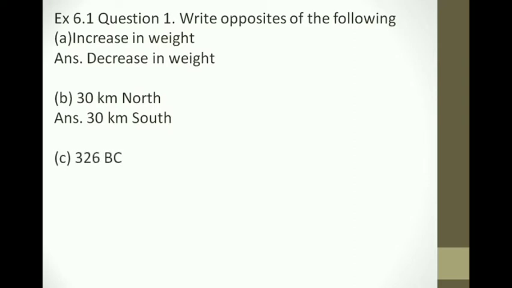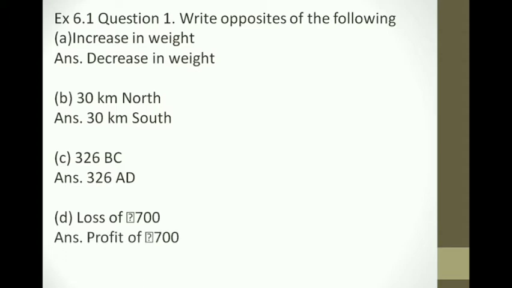326 BC, that means before Christ. And 326, that is AD. Loss of 700, profit of 700. 100 meter above sea level and its opposite is 100 meter below sea level. Is it easy?